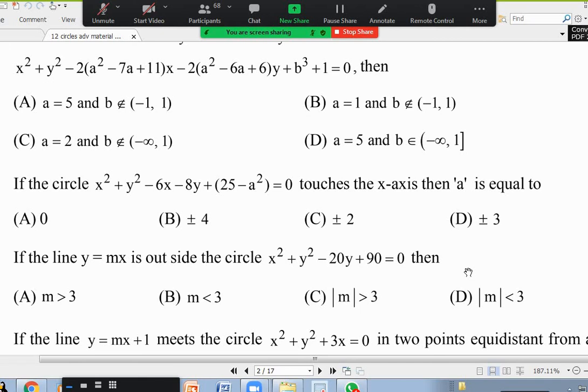Okay, 11th is very simple. The line is outside the circle, means it should not intersect. So from the center, perpendicular distance should be more than radius. y equal to mx, you can write mx minus y equal to 0. x square plus y square minus 20y plus 19.